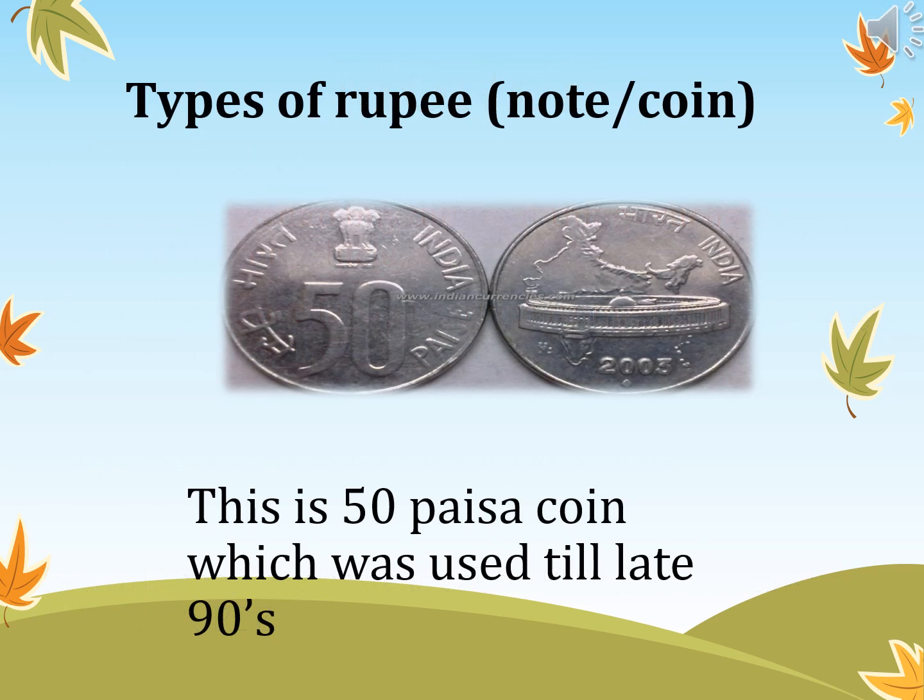Students, now we will study the different types of notes or coins. This is a picture of 50 paise. These were used earlier. You cannot see them in the market now. You might have these at your home as a collection, but these are not in circulation. 50 paise plus 50 paise always make 1 rupee. We will be studying detailed information about this addition of money in the next class.